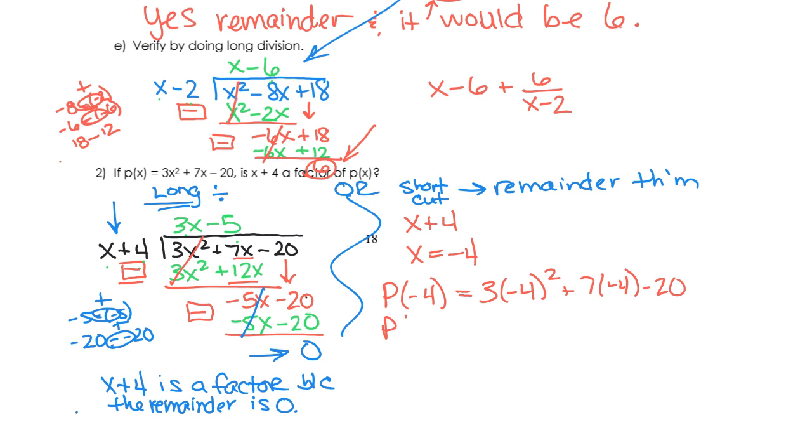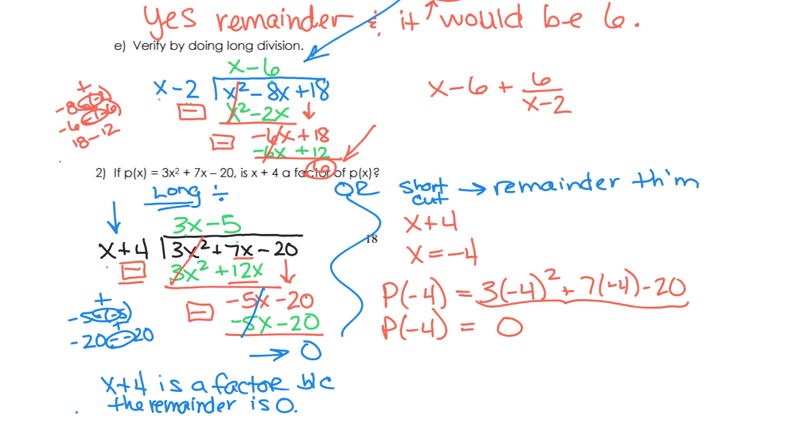And we're going to go ahead and see what this gives us. We could literally just type it right into our calculator exactly the way we wrote it. So type in 3 parenthesis negative 4, close it, square it. Those parentheses are super necessary. Plus 7 times negative 4 in parentheses, and then minus 20. And when we hit enter, our calculator tells us 0.